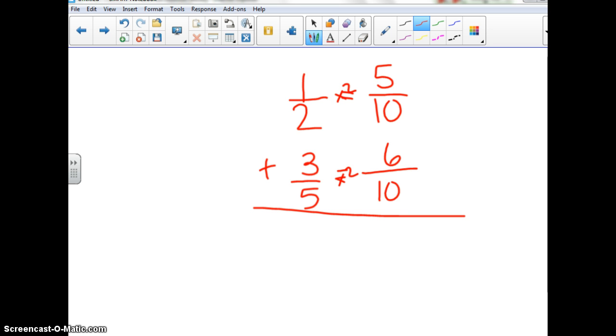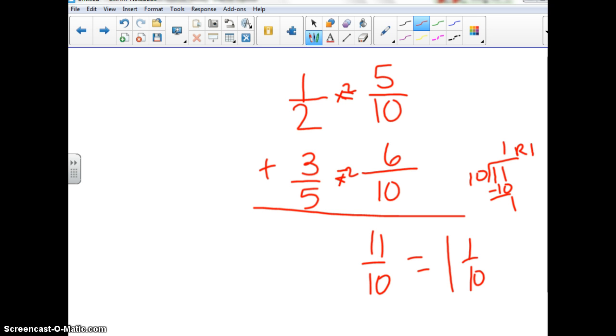Sarah, what would be your answer? 11/10. Okay. Can I box it, circle it, we're done? No. Because it's an improper fraction. Now, what are you going to do? I bet you can do this in your head. Kaden? Equals 1 and 1/10. Remember, all we do is do the math, do the division problem. 1 and 1/10. There it is.